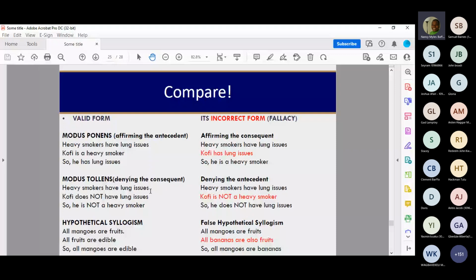This is not valid. Which type of invalid pattern would that be? It will be the one that is called denying the antecedent. Very good. One more. Excellent. So whoever had confusion, I'm sure is settling now. Now, one more. Write it down.